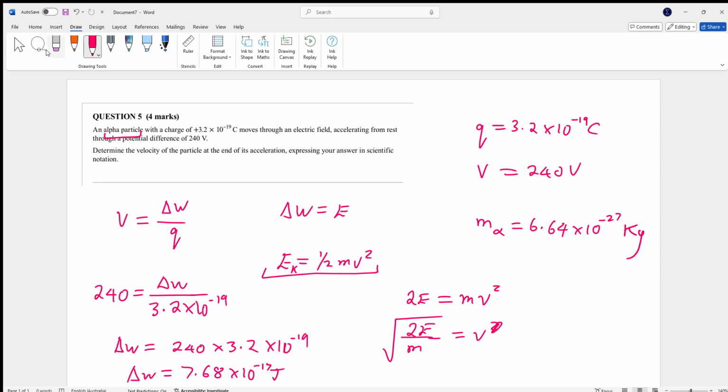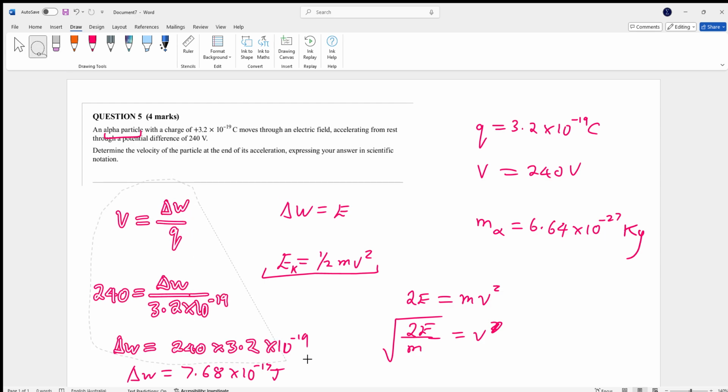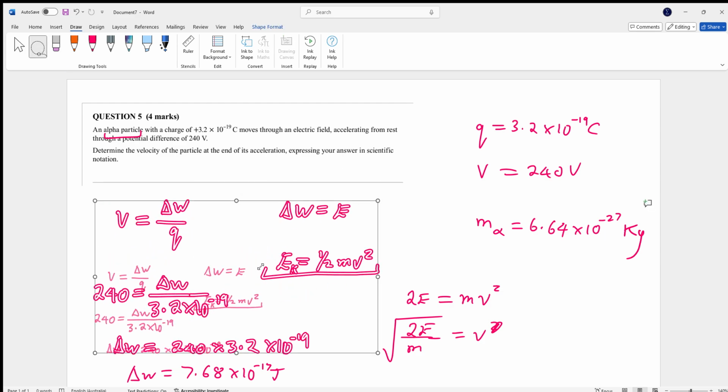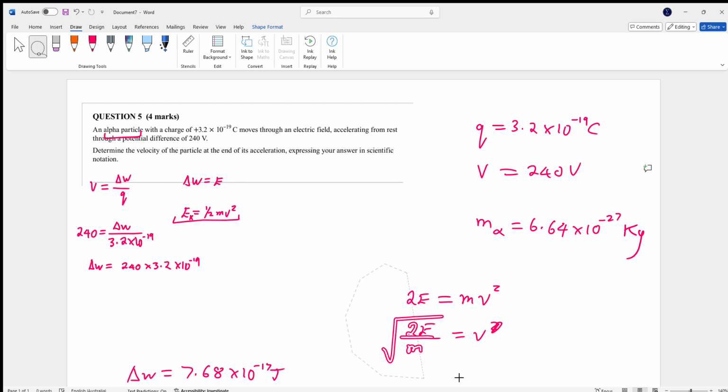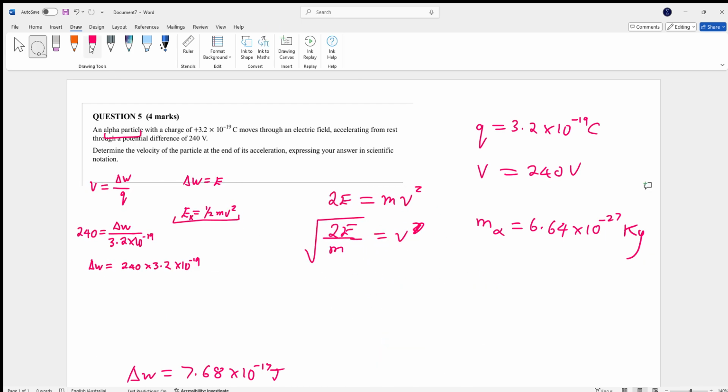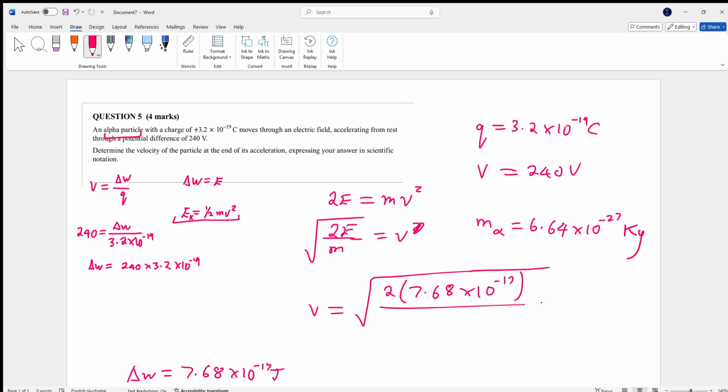So now we've just got to put all that information into that formula. Easier said than done. Let's just put it in. So velocity is the square root of 2 times the energy, which was the work here, which is 7.68 times 10 to the negative 17, divided by the mass, which is 6.64 times 10 to the negative 27.